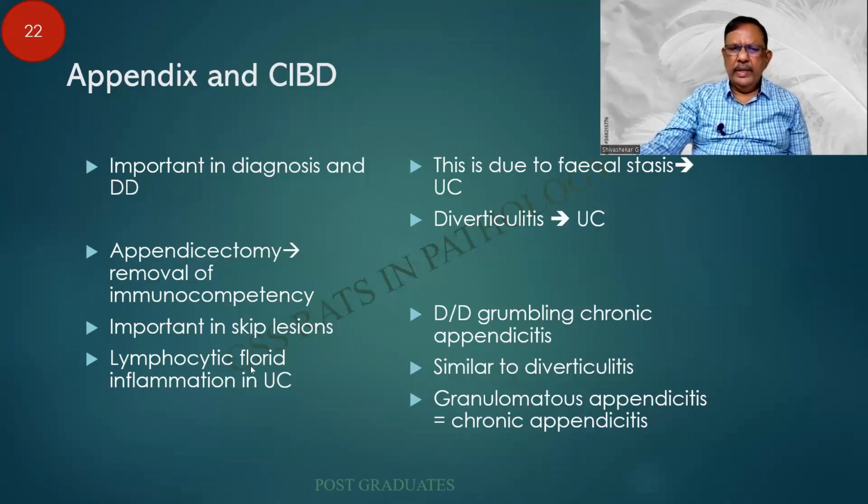And also you find that there can be a florid lymphocytic infiltration in a case of ulcerative colitis. And where is the appendix after all located? It is in the cecum, it is in the large intestine. There are other causes also. Fecal stasis can lead to both ulcerative colitis as well as appendicitis. Diverticulitis and ulcerative colitis. Granuloma I have already mentioned.